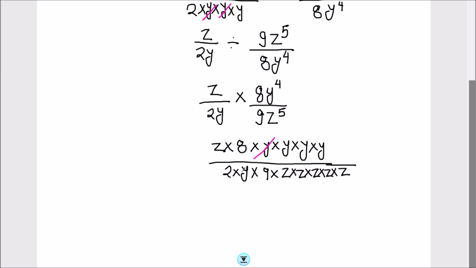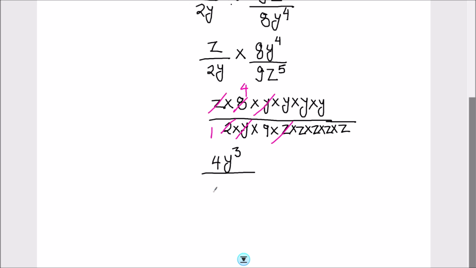Now here we can cancel the y in the numerator with the y in the denominator, and the z in the numerator with the z in the denominator. These are all the variables. Now we'll see the constants. So this is 2 times 1, and 2 times 4 is 8. So we have 4 times y cube in the numerator, and in the denominator we'll have 9 z raised to power 4. This is our final expression after simplifying.